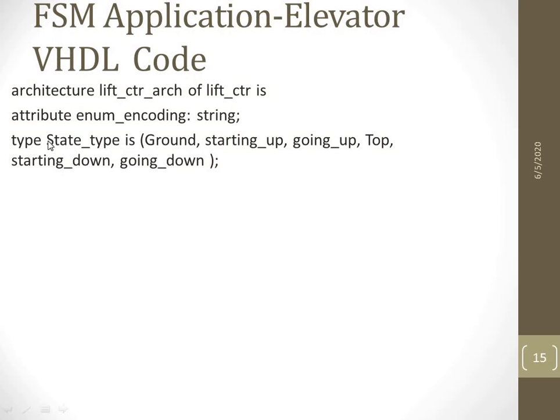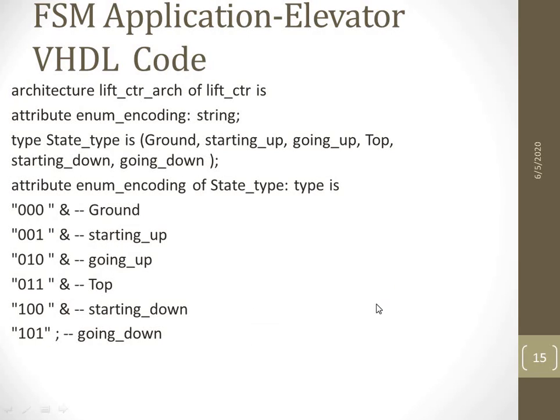Type state machine or state type: how many states am I having? Ground state, starting up, going up, top, starting down and going down. So in total I have 6 states. Again, the attribute enum encoding of state type: if it is 000 it is ground, 001 it is starting up, 010 it is going up, 011 it is top, 100 it is starting down, and 101 it is going down.